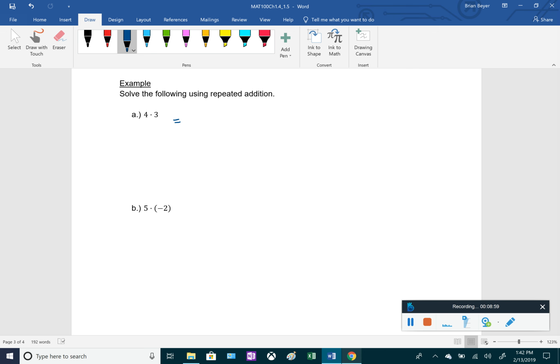So it does matter which one we choose. You get the same exact answer, but technically it's different. So 4 times 3, what this actually means is you add the second number together the first number's amount of times. So 4 times 3 is 3 plus 3 plus 3 plus 3. It's 3 added together 4 times.